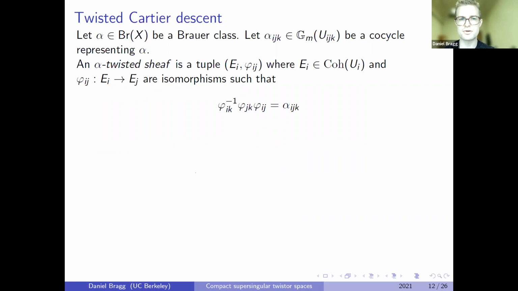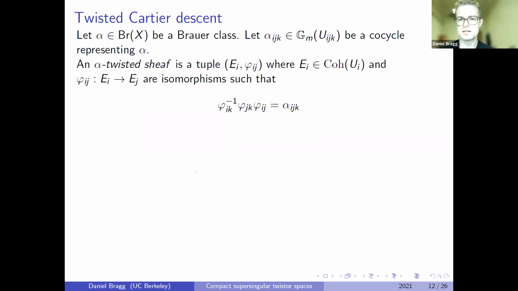Once you pick this cocycle, you can describe alpha twisted sheaves as being tuples. You have a bunch of sheaves E_i on each of your open sets, and you have isomorphisms on the overlaps that don't quite satisfy the cocycle condition. They satisfy this twisted cocycle condition that I wrote here, so that if it was a cocycle condition, you'd have this alpha_ijk being replaced by 1. But this is only an alpha twisted sheaf, and so this is the condition you get. This is the usual description of an alpha twisted sheaf in terms of a cocycle.